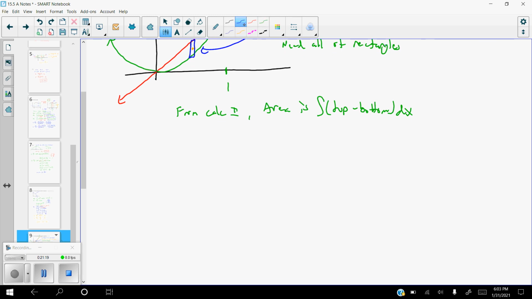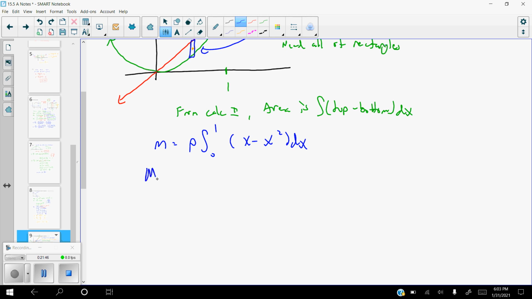So let's find the mass. We know that the mass is rho times the integral from 0 to 1 of the top function, which was x, minus the bottom function, which was x squared, dx. That's not an incredibly difficult integration to do. Again, I'm not going to go through the integration process here. It's not really very difficult to do.